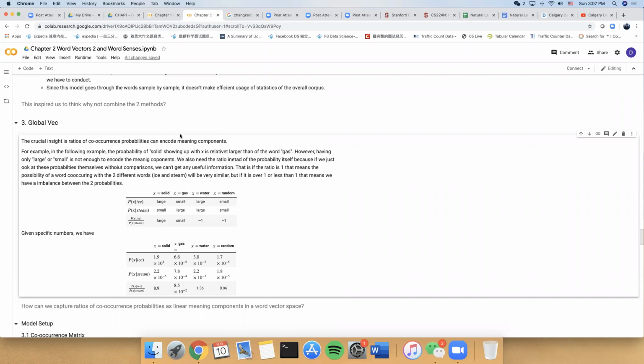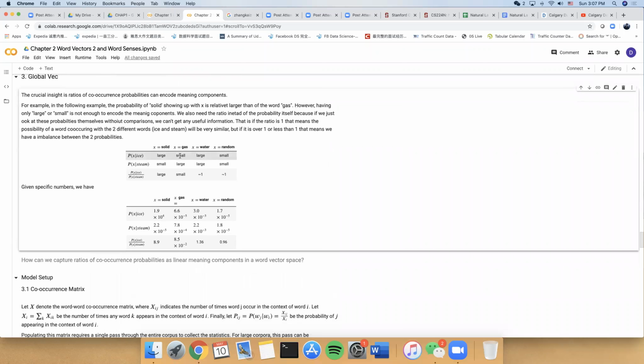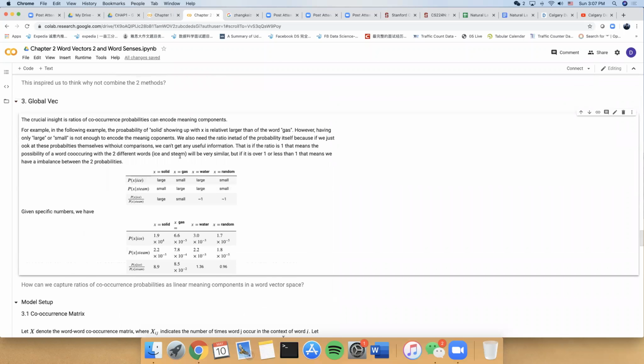So what is GloVe? GloVe basically means we care about the co-occurrences, but we also care about the context. So we try to combine those two together. So what do we do? We start with a specific example here. Think about words like solid, gas, water, and random.